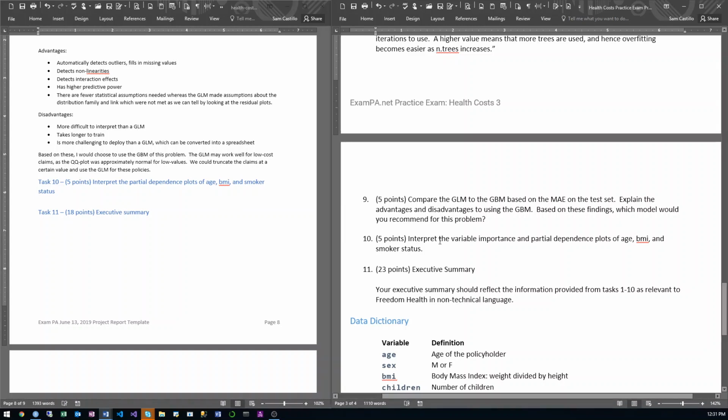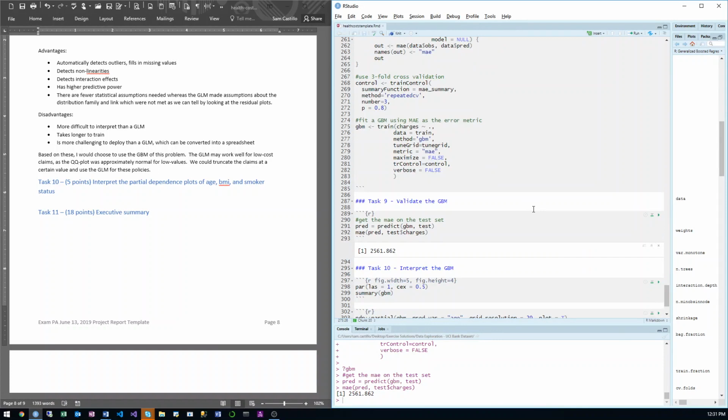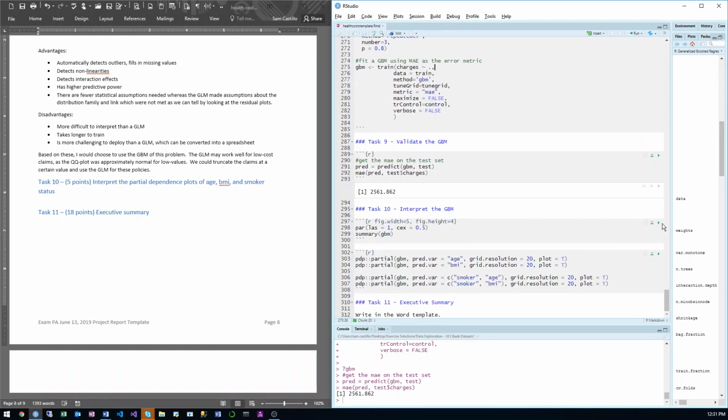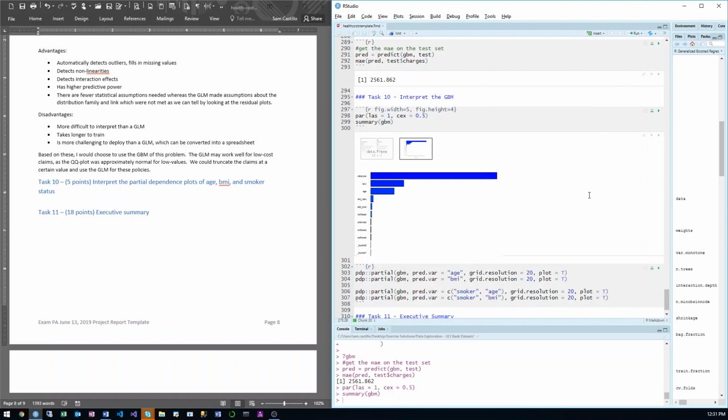Okay, task 10. Interpret the variable importance in partial dependence of age, BMI, and smoker status. Okay, so here's the variable importance. You can see smoker, yes, is most important, followed by BMI and age. And then these other variables are less important. You can see this kind of like a hockey stick. So the top three variables are explaining the vast amount of the claims.